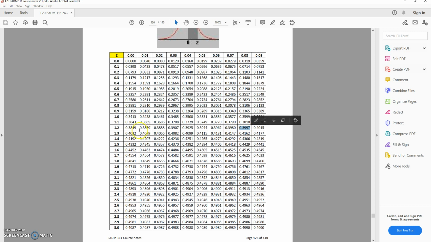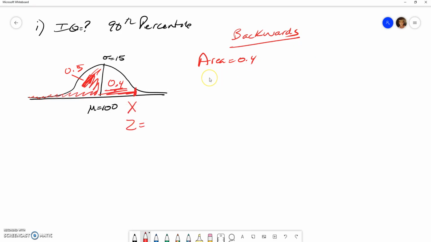0.4. So this is a backwards question, so we're looking for the interior number first. We know that it is 0.4, which corresponds, this is the closest. Going one more above is not as close as this value of 0.3997. So it corresponds to a Z value of 1.28. So that area gives us a Z value of 1.28.